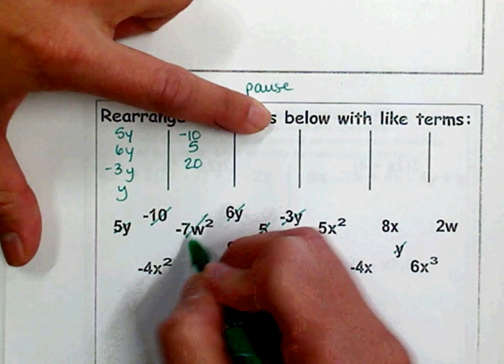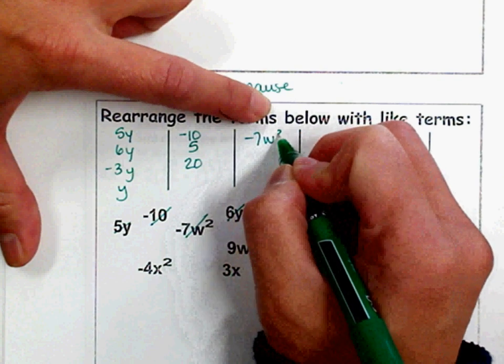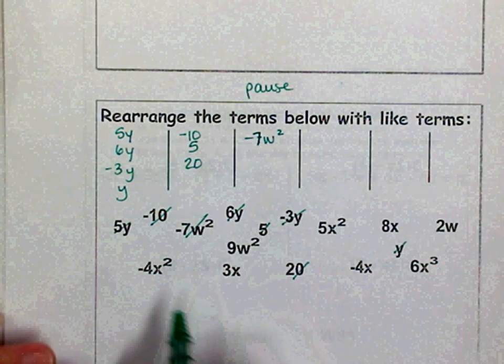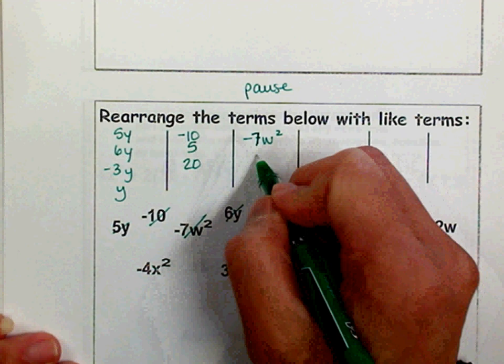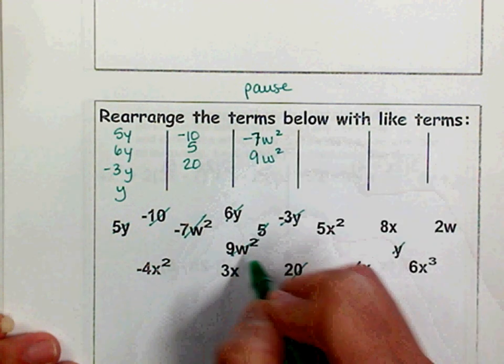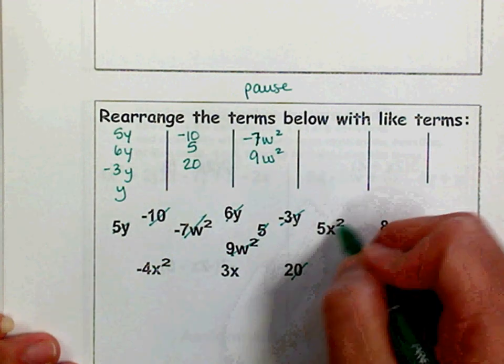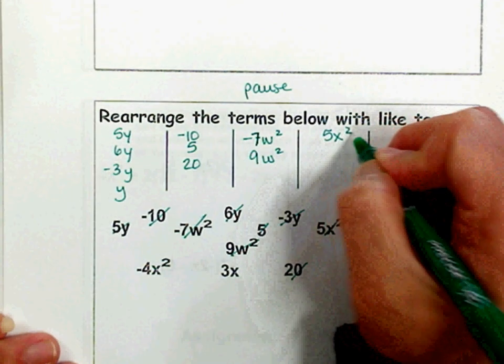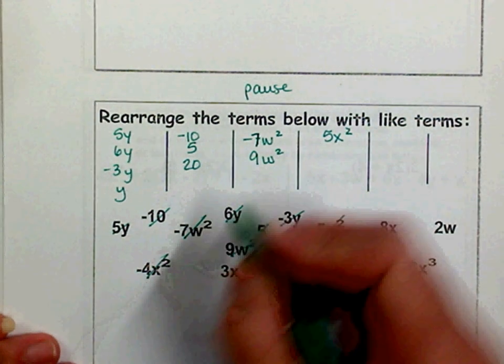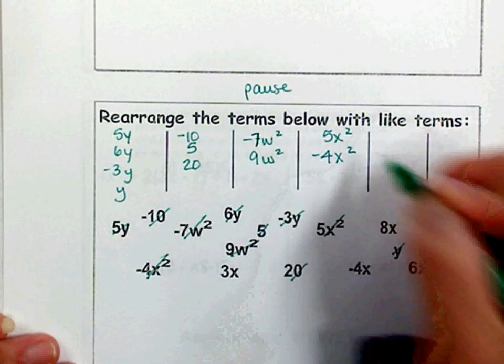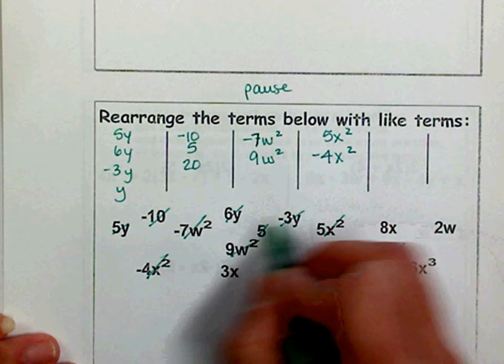-7w squared. Okay, is there any other w squared? Right there. 9w squared. Any other w squared? Nope. We're done. 5x squared. See another x squared? Right there. So it's -4x squared. Any other x squared? Nope. Next is 8x.